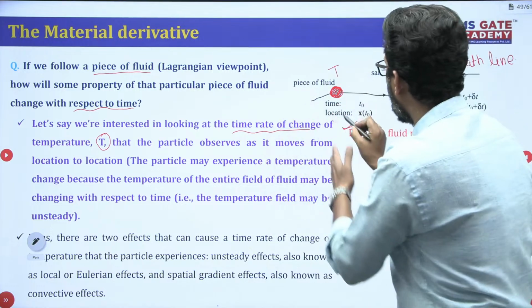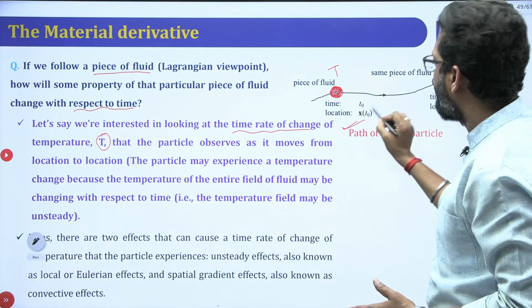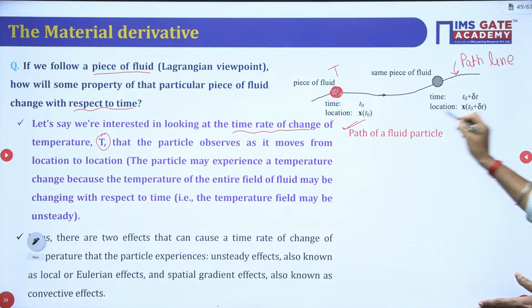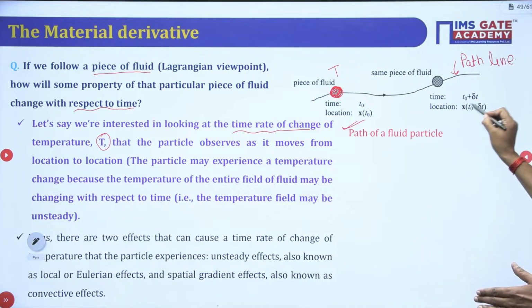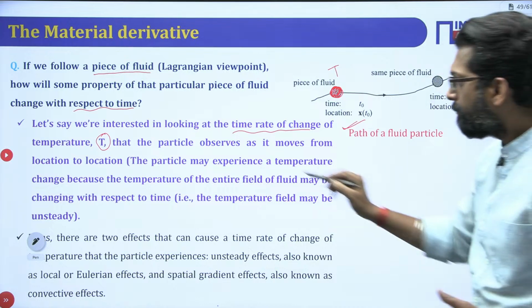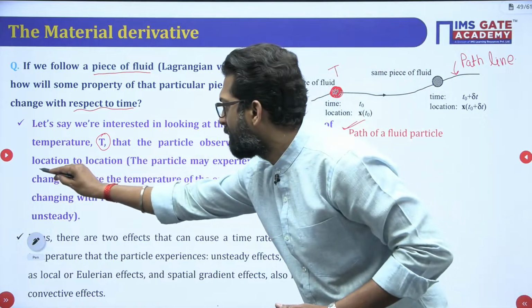Let's suppose the temperature of the fluid particle at the time t naught and at a location x naught is there. After some time t plus delta t, at another location x, what is the temperature of this fluid particle? Observe as it moves from location to location.